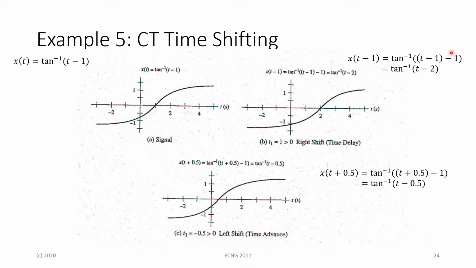So, for negative values of shifting, the signal will shift to the right hand side. For positive values of shifting, the signal will shift to the left-hand side.